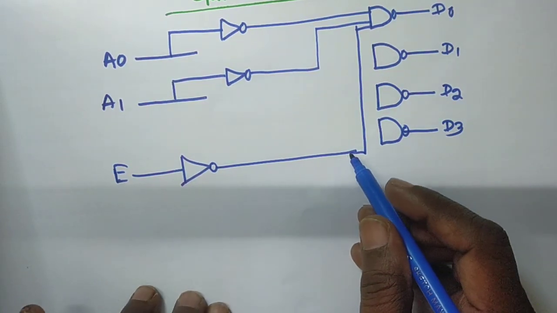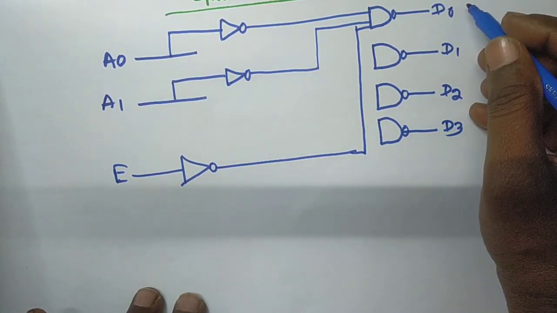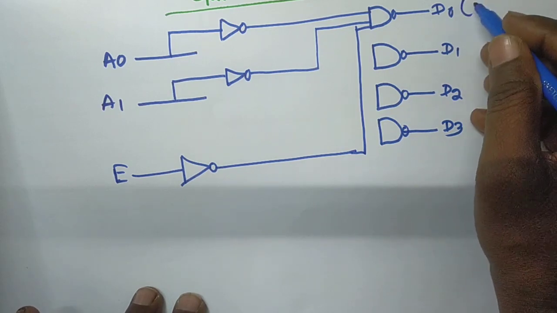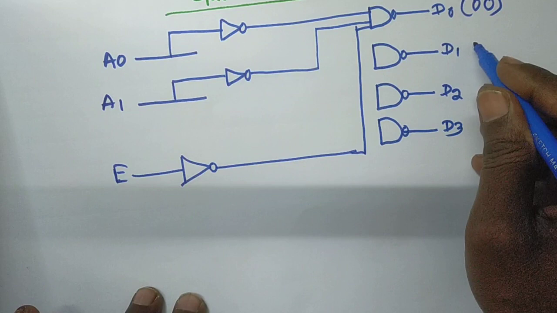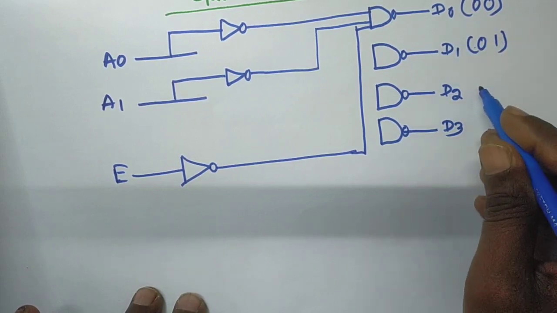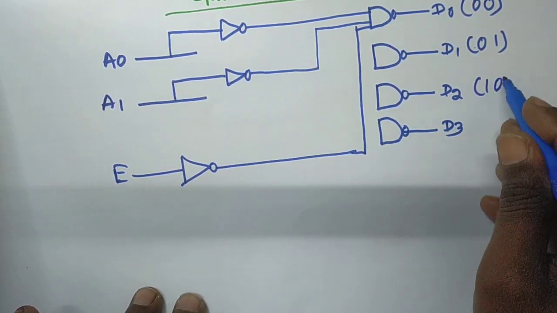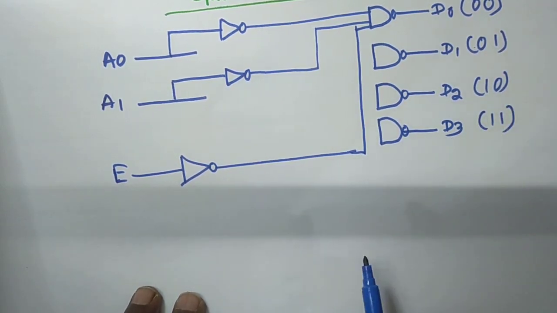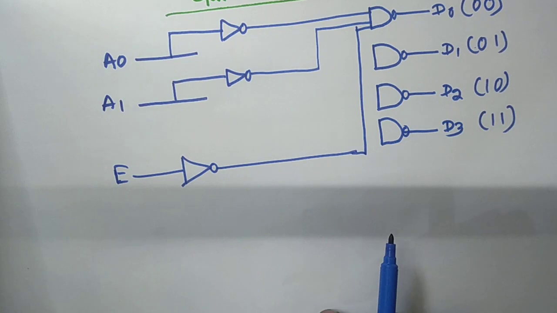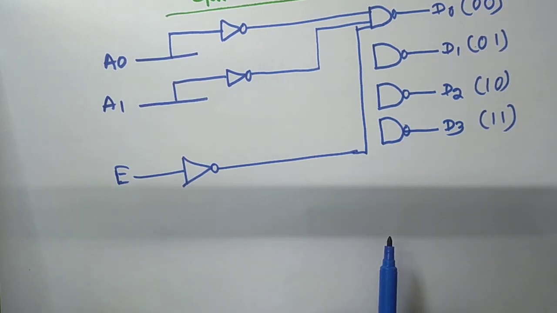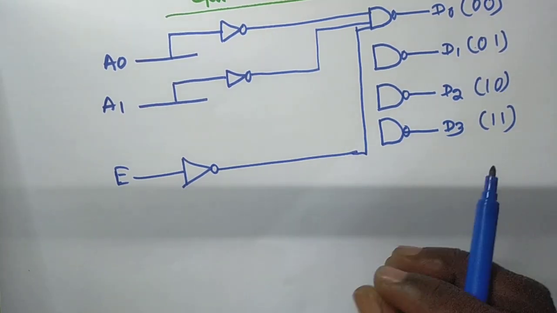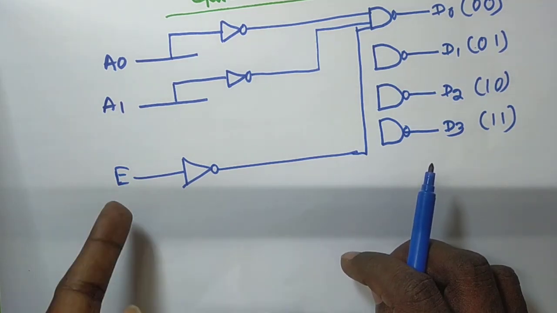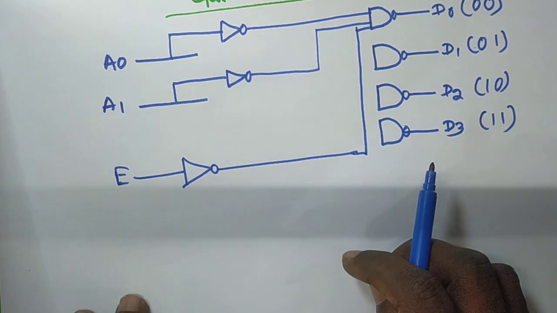It is 00, very simple. Here is 01, here is 10, and here is 11. So you can get these four categories of output. But how will it activate? I will show you how it activates based on those inputs as well as the enable.